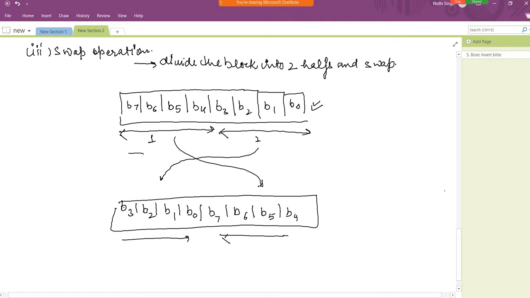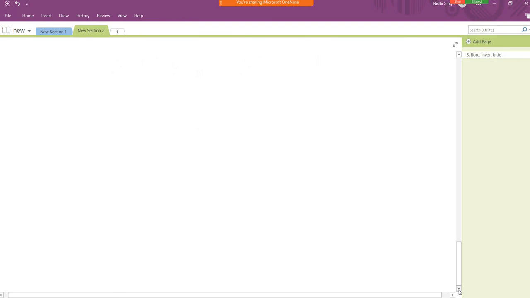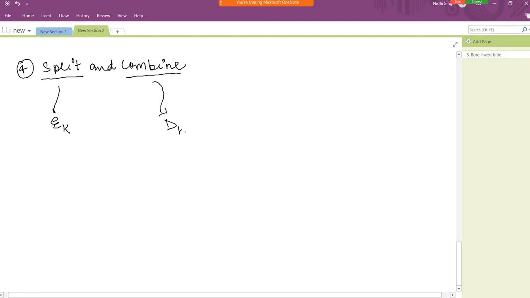Now the last operation associated with the block cipher is called the split and combine approach. It is also very simple. What is this? Both are split and combine. So split is used in the encryption process and combine is used in the decryption process. That's simple. So how do we have to do this?